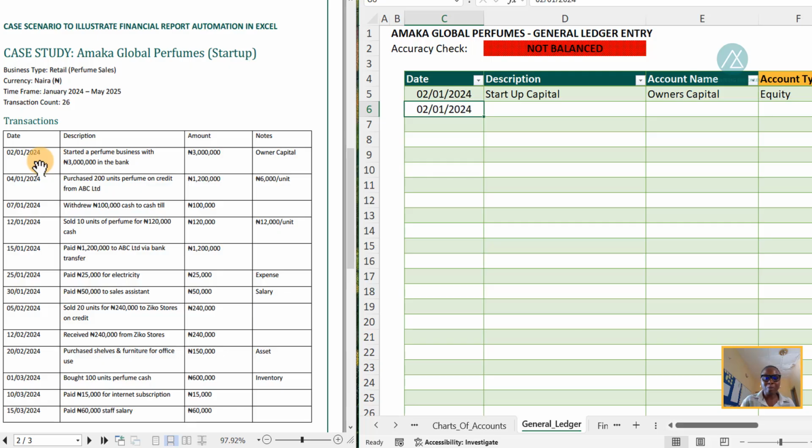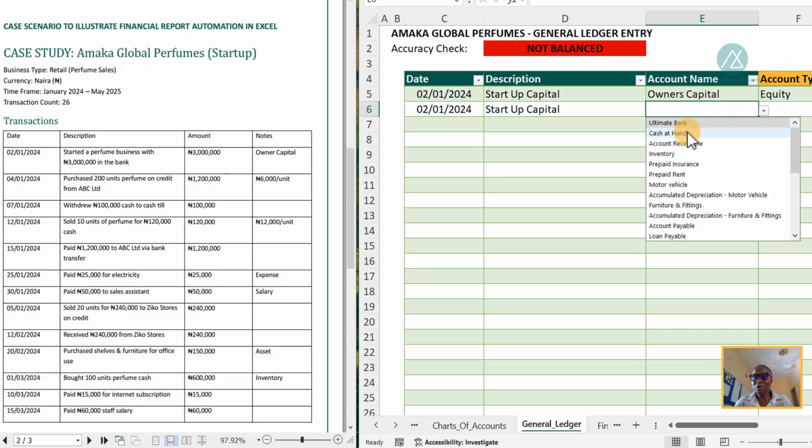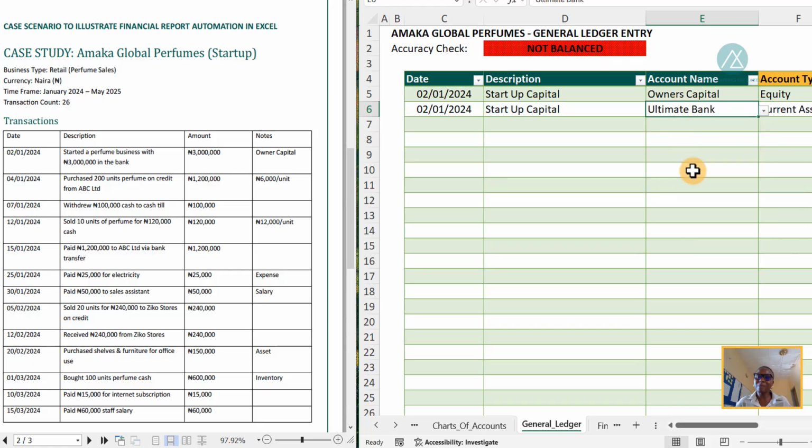So I'll just copy and fill down, you know, just Control D and copy. Now, this is the same date, the same description. Now, for the account name, because money is coming into the organization, it's the owner, Amaka, bringing her money. This is the money I'm using to start. So the first is owner's capital, then the second is money into the bank. So your bank, right? Ultimate Bank is the bank we are using.